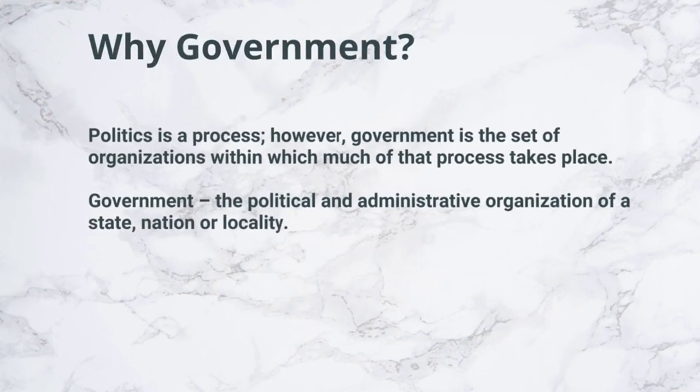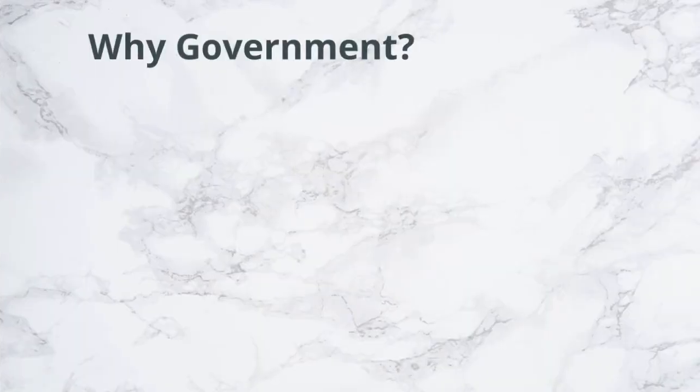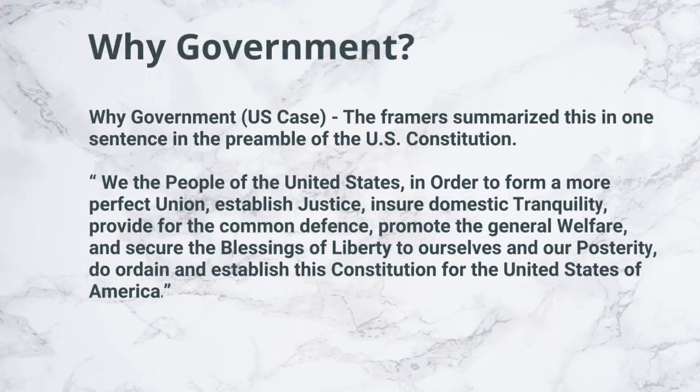Why government? Politics is a process, however, government is the set of organizations within which much of that process takes place. Government can be defined as the political and administrative organization of a state, nation, or locality. In the U.S. case, the framers summarized this in one sentence in the preamble of the Constitution. We, the people of the United States, in order to form a more perfect union, establish justice, ensure domestic tranquility, provide for the common defense, promote the general welfare, and secure the blessings of liberty to ourselves and our posterity, do ordain and establish this Constitution for the United States of America.